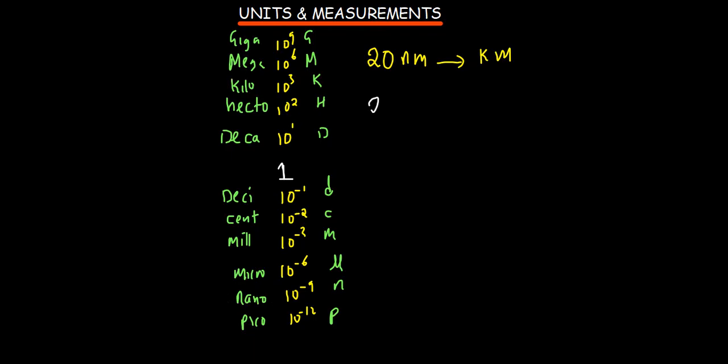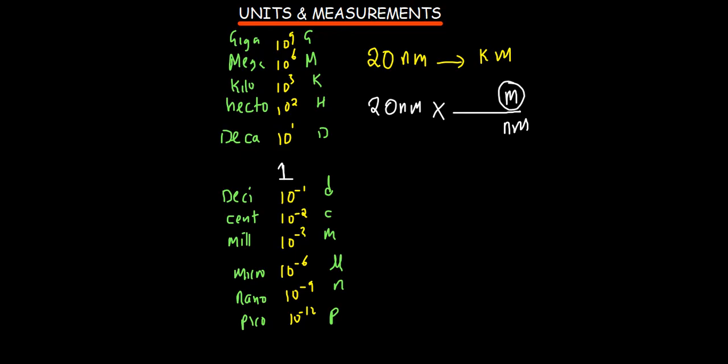So we're going to get 20 nanometers. We are going to multiply. Since I've got a nanometer on top, I'm going to put a nanometer down. I first want to go to a meter, which you can see there is no prefix.